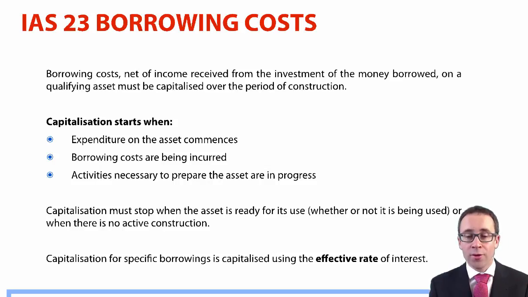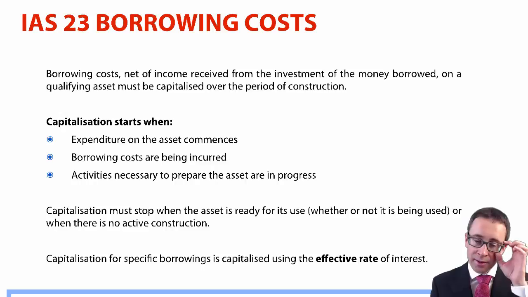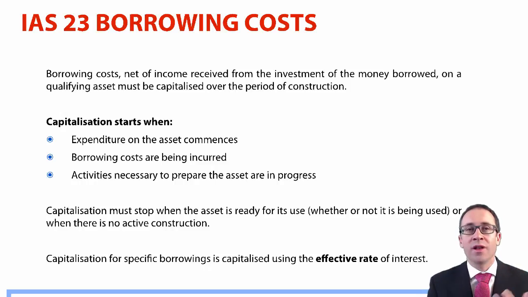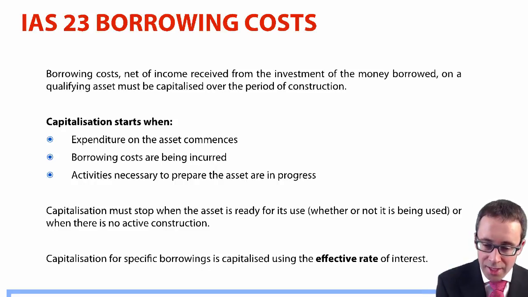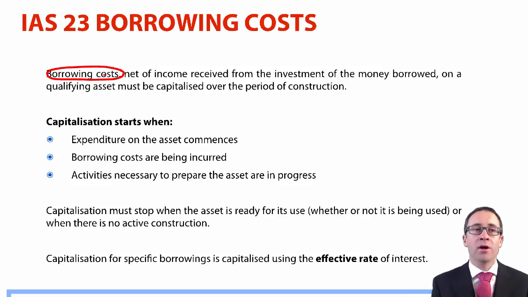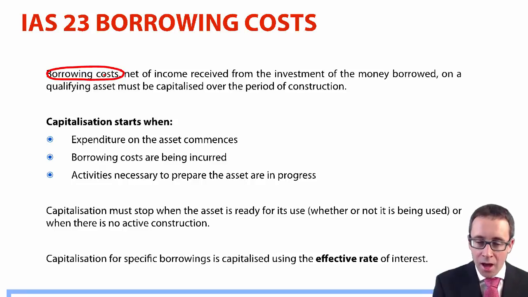Okay, so let's have a look at the notes in a little bit more detail. And the first bit focuses, if you like, on the rules. We refer to it as interest. The standard talks about it as borrowing costs, but borrowing costs essentially is any interest that you incur on a loan. Don't worry about the next little bit where it talks about net of income received from the investment of the money borrowed. We'll come back and talk about that a little bit later on.